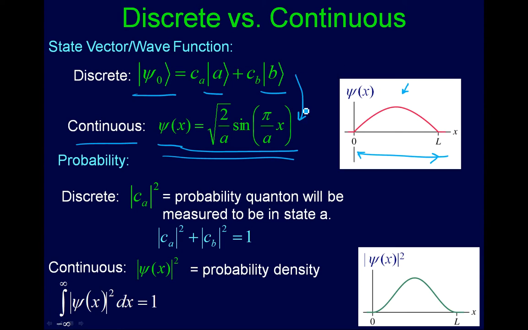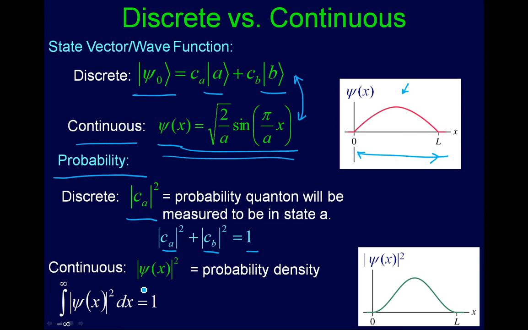Now, these two things are different, okay, but they're very related, and we're going to try to draw analogies between them. So we'll spend some time doing that. And the one thing is, both of these things, so that's the state vector and the wave function, they're all we know about our system. And from them, we can get probability of certain things happening. In the discrete case, we could say Ca squared was the probability that our quanton would be measured to be in state A. And then we saw that, if you take Ca squared and Cb squared, it should be 1. And so that meant that it was normalized. Okay, so the total probability was 1.